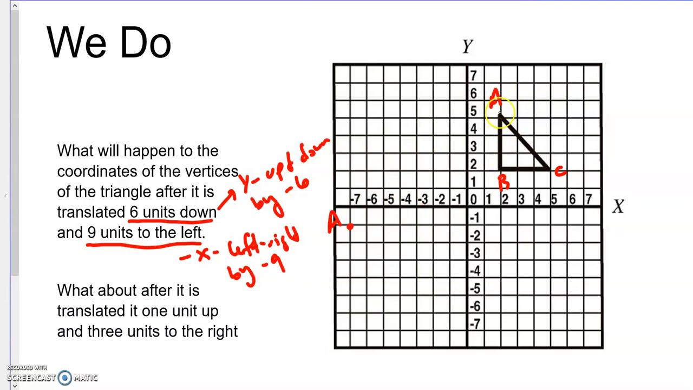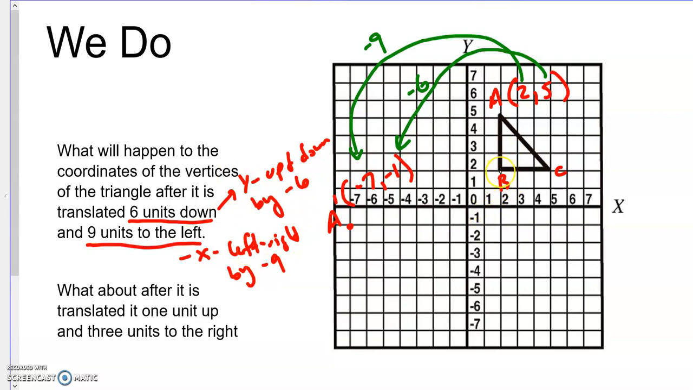So let's start. The original A was located at 2, 5. A prime is located at -7, -1. And look what happened to those. We said the y coordinate would change by -6. It did. And we said the x coordinate would change by -9. It did. So it matches exactly what we saw there when we move the coordinates. The coordinates change by exactly what you see here.